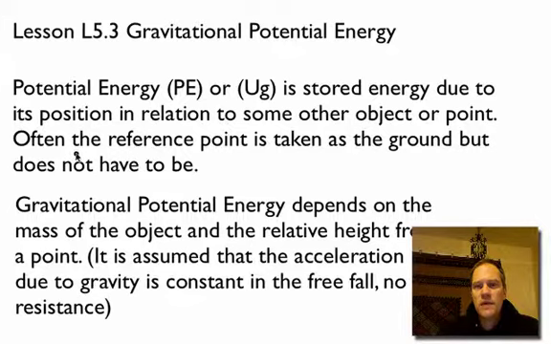It's stored energy due to its position relative to some other object. Often that reference point is taken as the ground, but it does not have to be. It could be in reference to the ceiling or any other place that you want. The gravitational potential depends on the mass of the object and the relative height from that point. And it's again assumed that the acceleration due to gravity is constant in free fall. In other words, that there's no air resistance as we've typically taken.